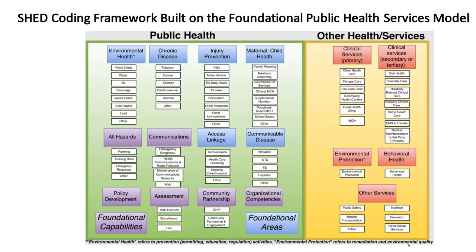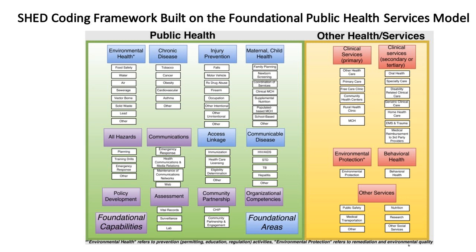So just showing you a little bit about how we categorize. This part is part of the answer to the question, what is public health? How are we defining it? So we use this coding framework built off of the foundational public health services model. Everything on the left that's under the green background is what we categorize as public health, population health level services, and then the yellow on the right falls into other health services. So you can see the different buckets that we've categorized.